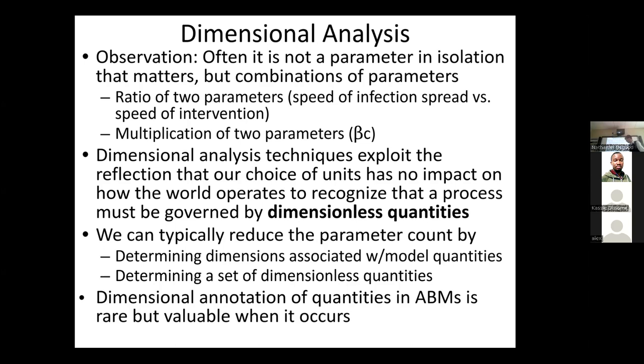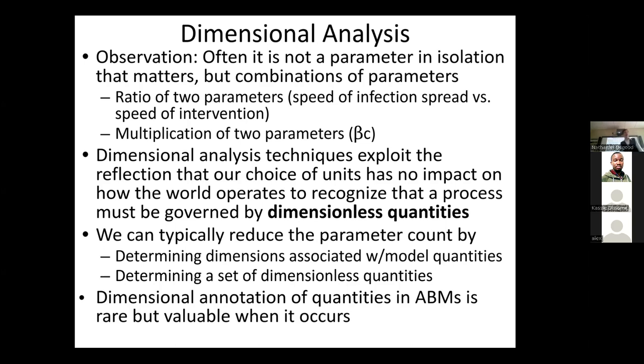So this is deep stuff, but at the end of the day, it turns out what this means is that if you are savvy about keeping track of your dimensions, you can figure out ways to formulate your model with fewer parameters. You can figure out what the operative parameters are. And instead of doing sensitivity analysis on beta and C separately, you do it on beta C as one thing. It's just beta C. That's all the model. You combine them. You call them beta C.